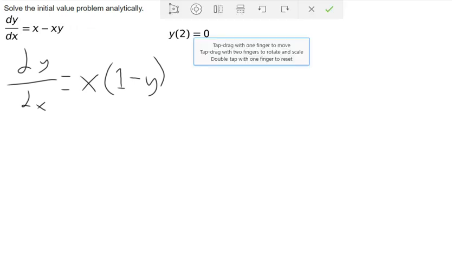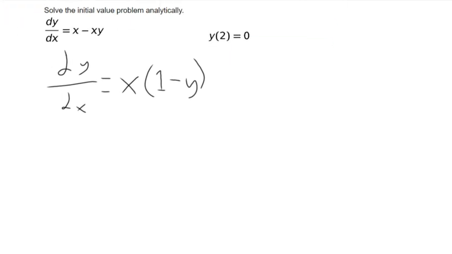And now I'm going to do my separation of variables. I'm going to multiply both sides by dx over 1 minus y. You'll see why in a second. Times dx over 1 minus y.